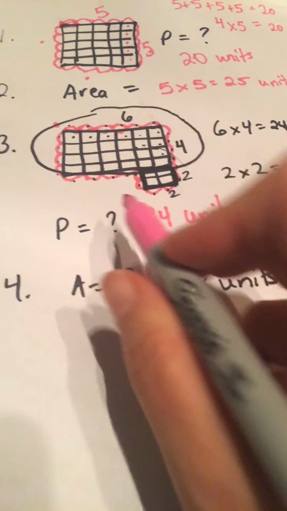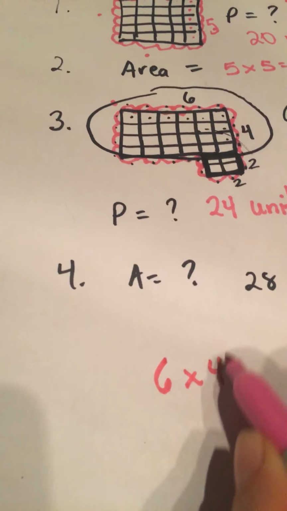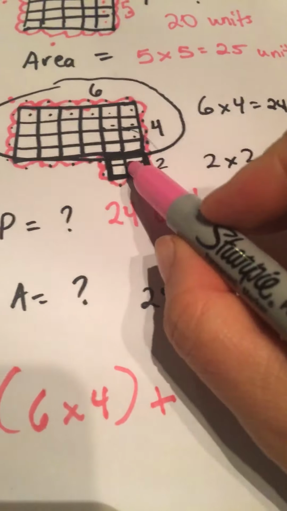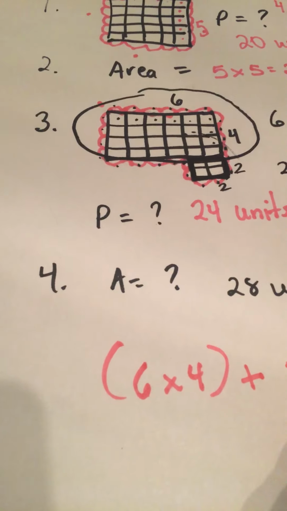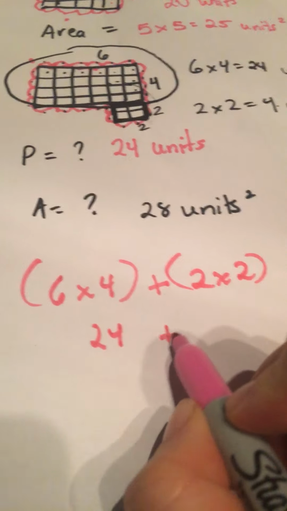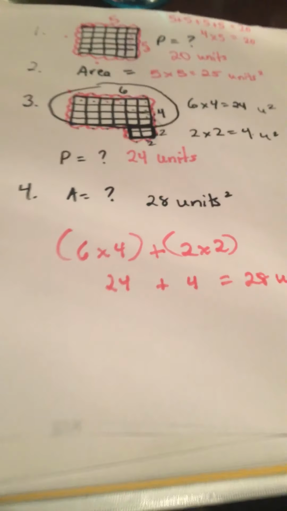So we could do this: the area of this rectangle, the 6 times 4, in parentheses, because it would be done first, plus your 2 times 2. And we'll put that in parentheses also. And then when you go to figure that out, you write the 24 plus the 4, and that gives you your 28 units squared. And that's how you do that.